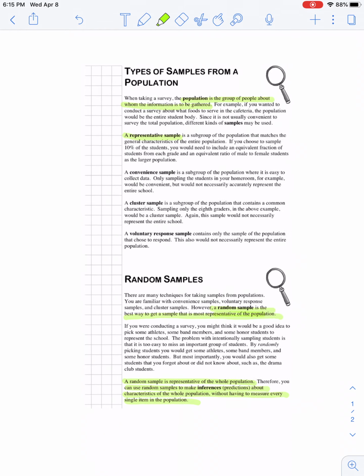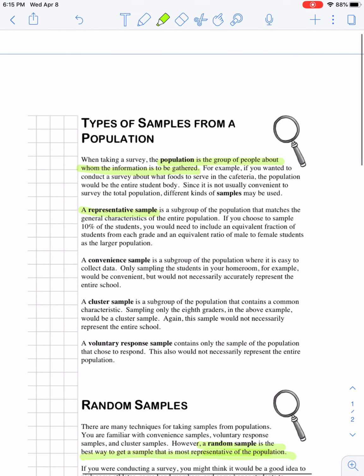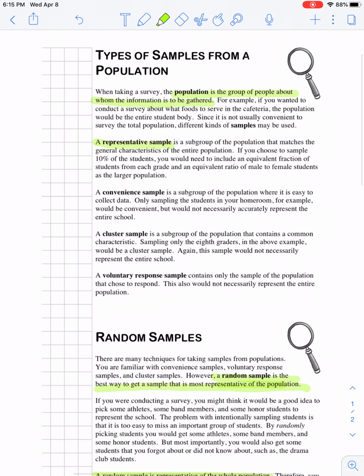All right, so you're going to need this toolkit entry as we're looking over this. And we're going to be talking about types of samples from a population. So what we're talking about is how we take a good, fair survey.